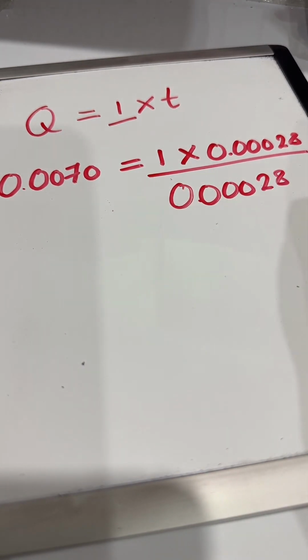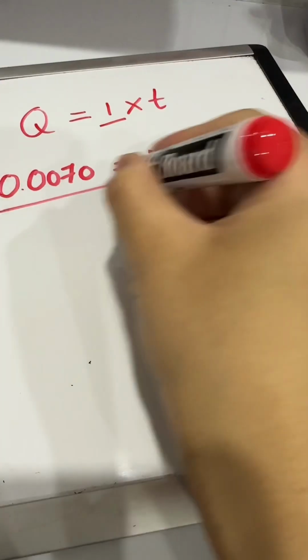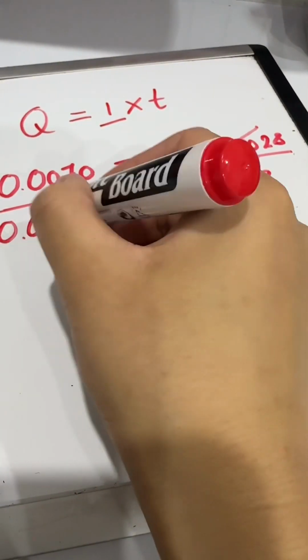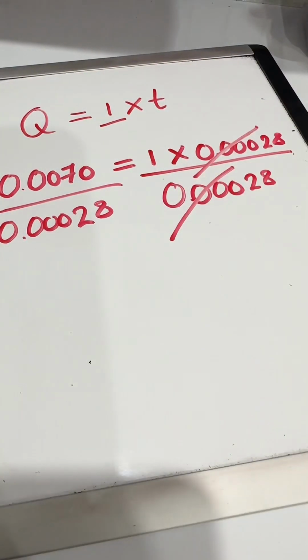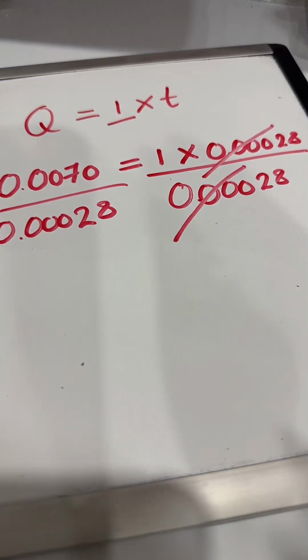Let's quickly do that. Oh, sorry, I didn't write it on the other side. So on the left-hand side, I'll have to write down 0.00028. Then we just work it out from here, and the current is going to equal 25 amps. That is your answer.